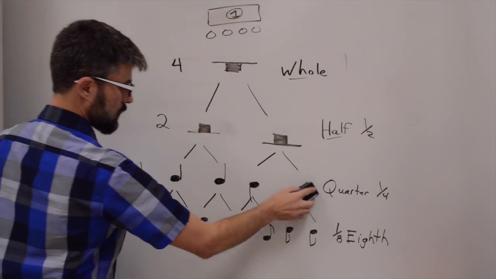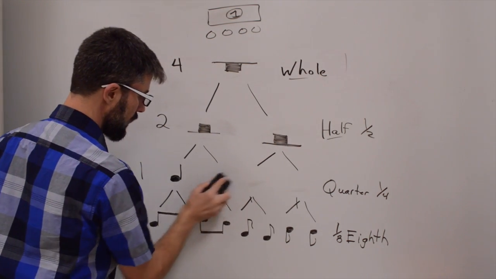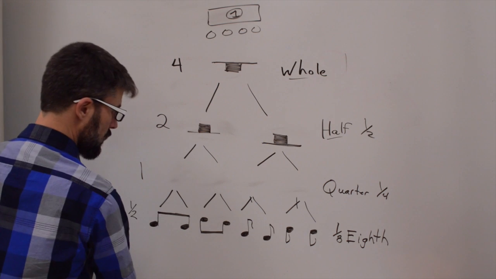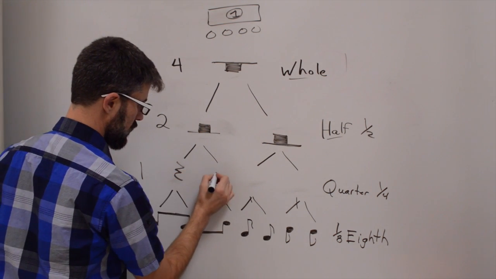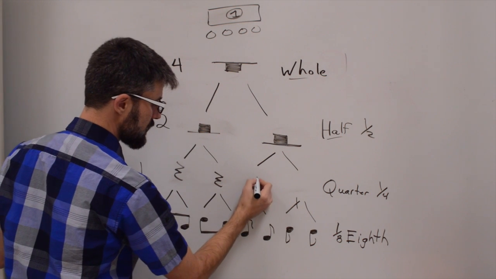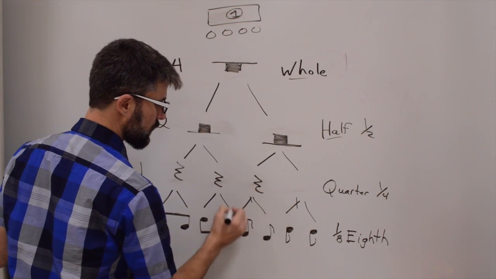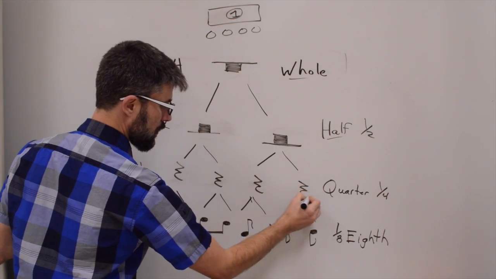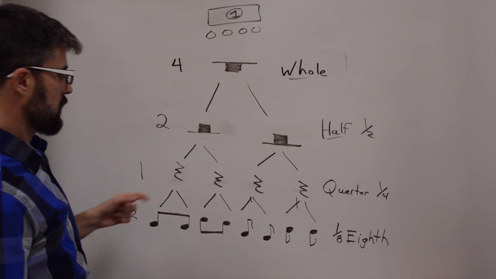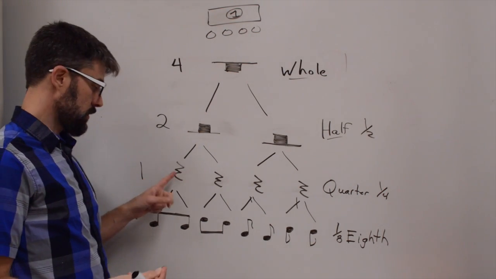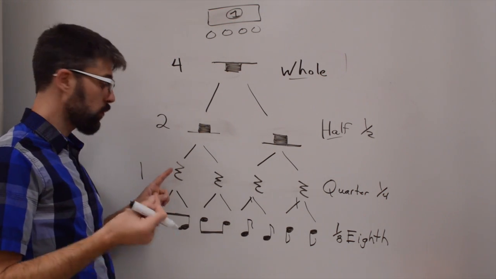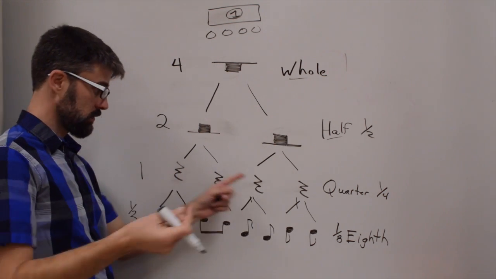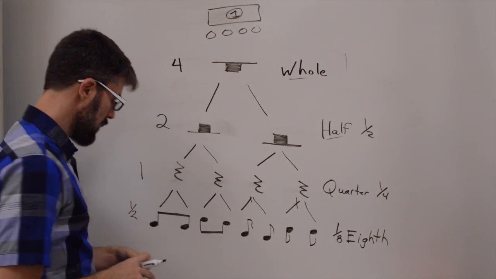Quarter notes, we can make them quarter rests. They look like this, kind of like a Z with a C on the bottom. Okay? And that means we're going to rest for one beat. So, no sound for one beat. Rest, rest, rest, rest. Okay?